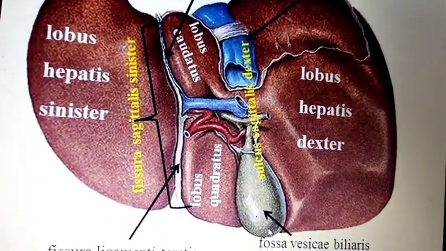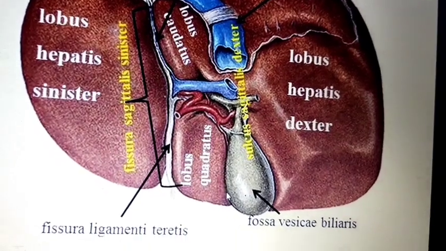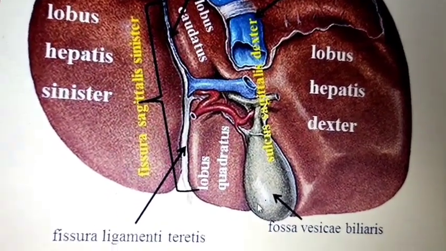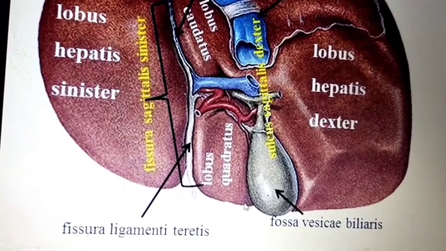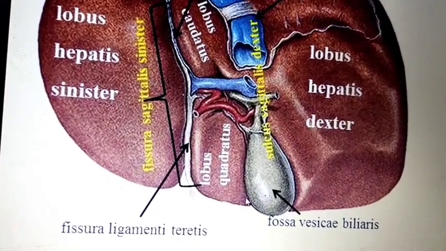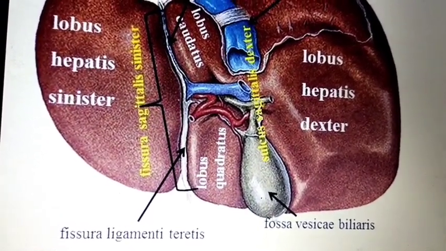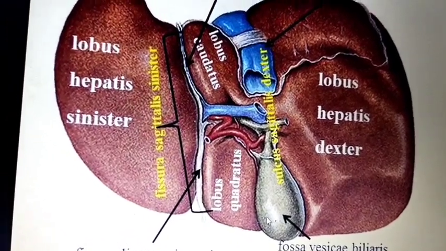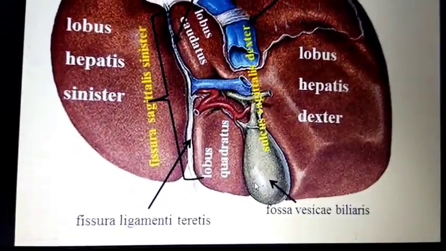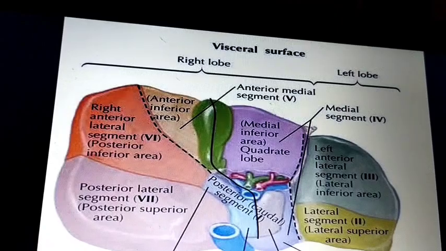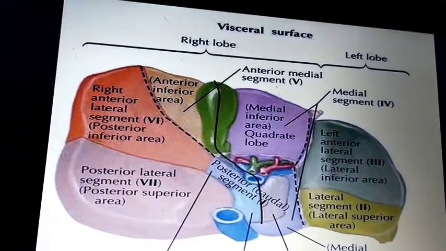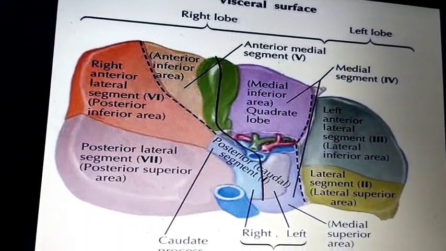Fundus. The fundus is the bottom portion that protrudes from under the liver, and it looks dome shaped. These are the segments; when I go to the anatomy of the liver, I will explain them.